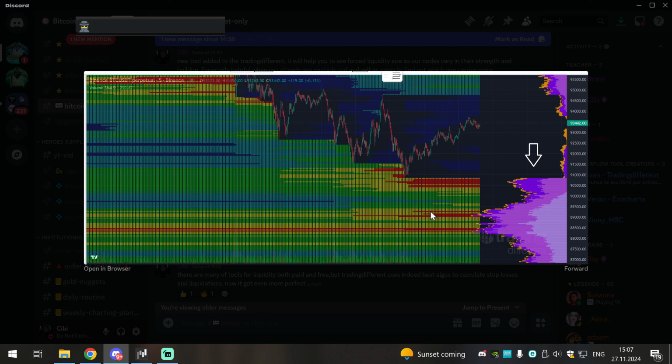They finally listened, because some things they have I don't like, but most of the utility from Tradingdifferent is always going to be liquidity heat maps, and this is great.